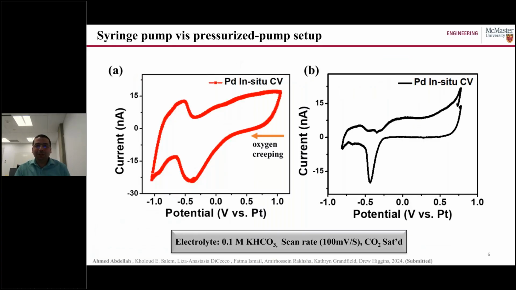So to give an example of the difference, especially in the electrochemical environment: when we're using the syringe pump, you can see in the figure on the left, for the palladium in situ cyclic voltammetry, some broadening in the reduction peak of the palladium. This is because once you saturate the solution with carbon dioxide and put it in the syringe and try to flow the solution inside this microchannel at a very small flow rate, over time some oxygen can sweep into this electrolyte and change the electrochemical performance in the microchip.